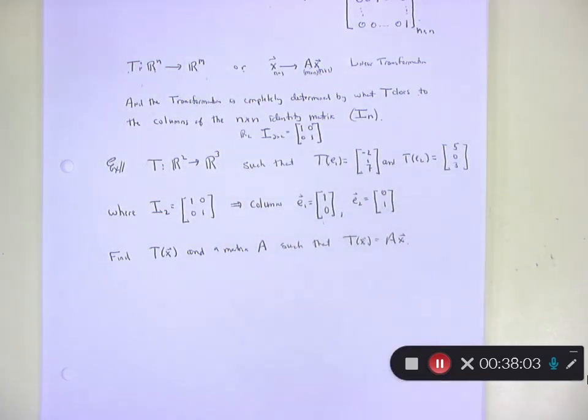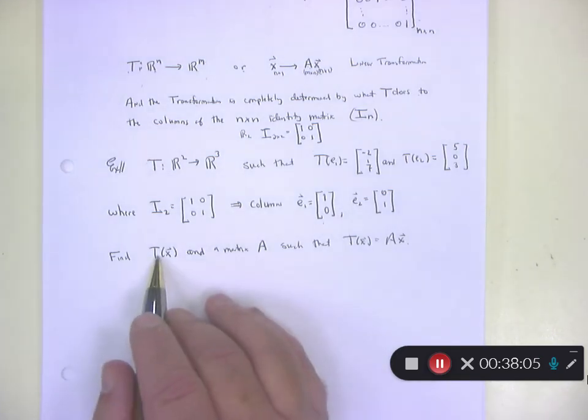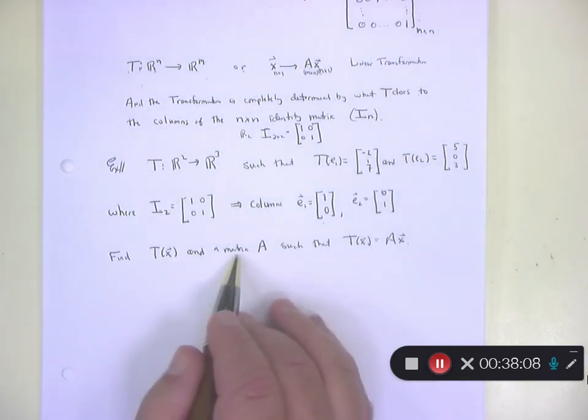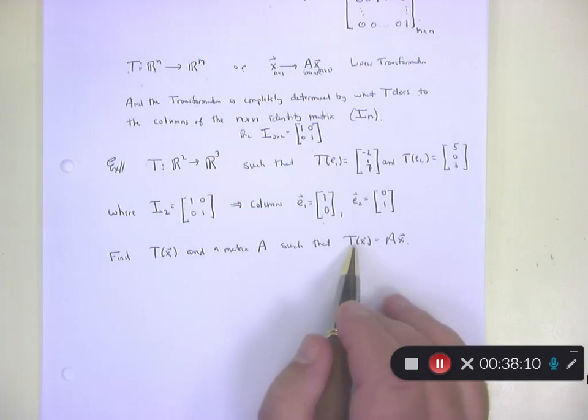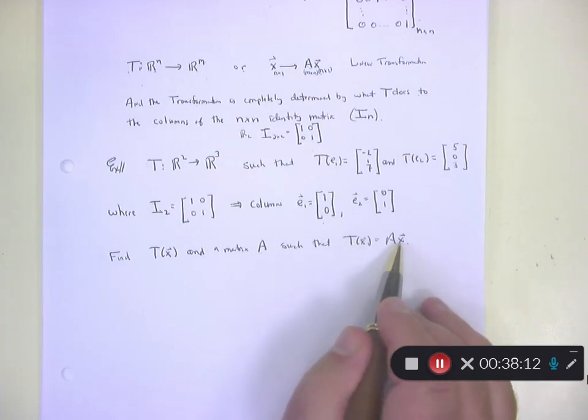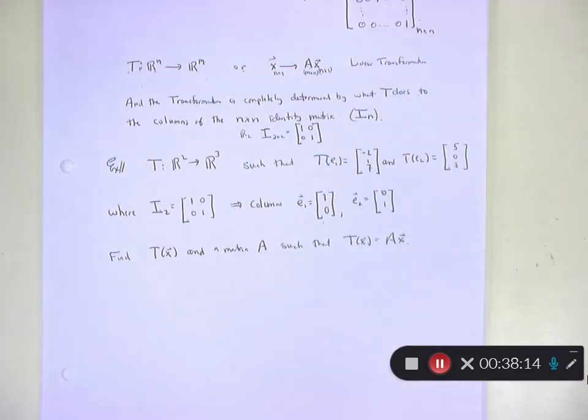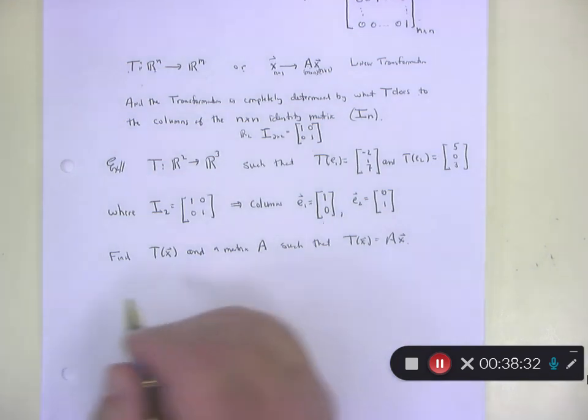So, I want you to find T of x and write a matrix A such that T of x is equal to a matrix A times x. I mentioned to you guys before, any true linear transformation has a matrix representation. That's why we always say T of x is equal to A times x. This time, I'm asking you to find what A is. All right, so here we go.